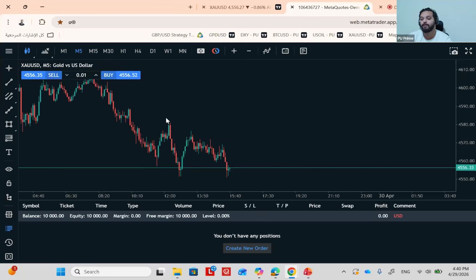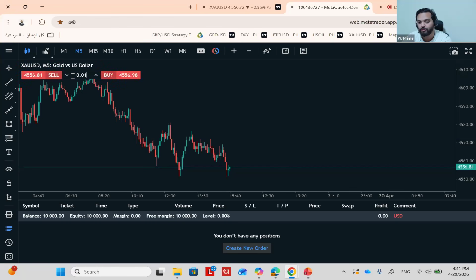You just speculate on the price. So this is a CFD. This is a contract on the difference of the gold prices. Do we own gold? No.